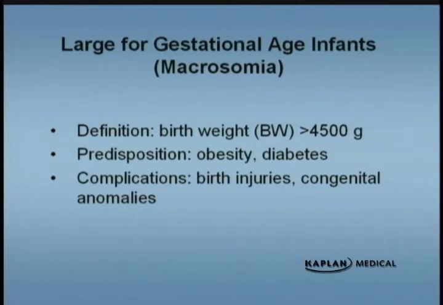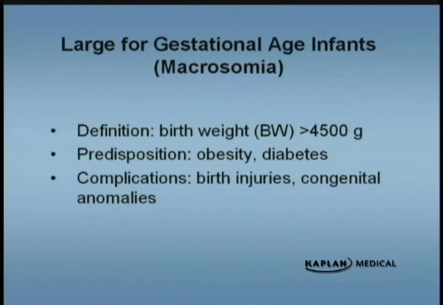Large for gestational age babies, again, doesn't matter what the gestational age is. If it's a preterm baby, it can still be big for that age. But typically we'll see big babies that are term, and that's the large for gestational age baby, or we'll call it macrosomic infants. In particular, this is a baby that's greater than 4,500 grams. Babies at risk for becoming macrosomic are babies of maternal obesity or infants of diabetic mothers. They tend to be big also.